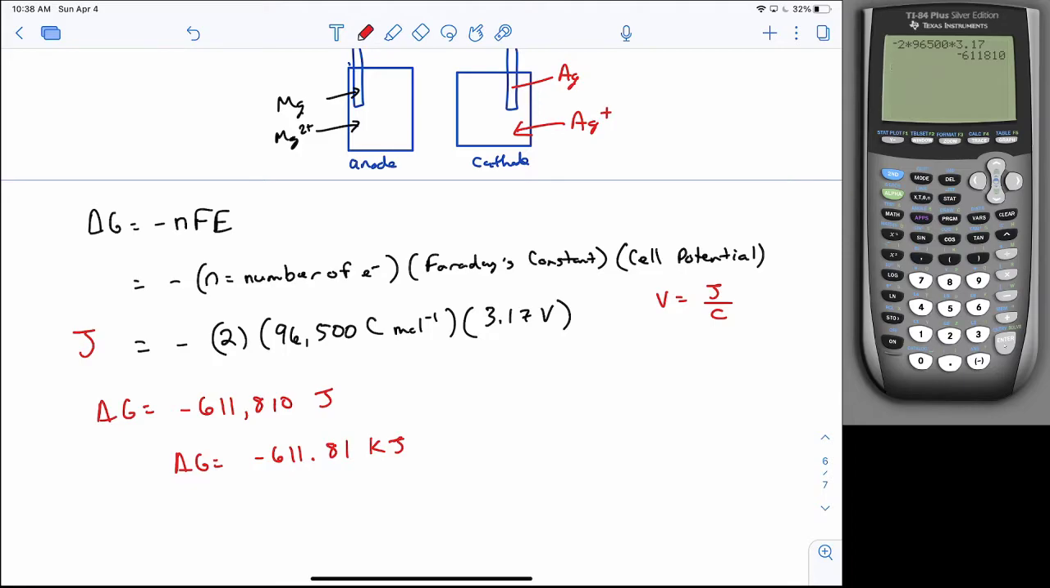And this answer makes sense because when you have a positive cell potential, you should have a spontaneous reaction. Because n is always a positive number and Faraday's constant is always a positive number, the only value that actually affects the sign of delta G is your cell potential. So if you have a positive cell potential, then you'll have a negative delta G, which means you'll have a spontaneous reaction.